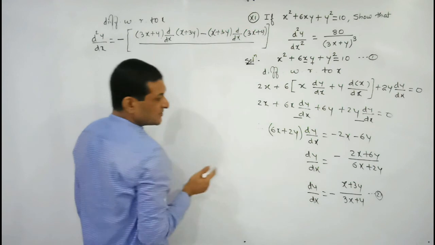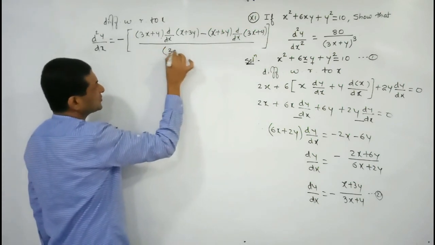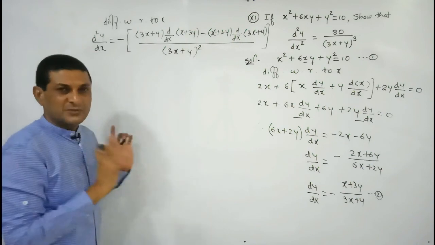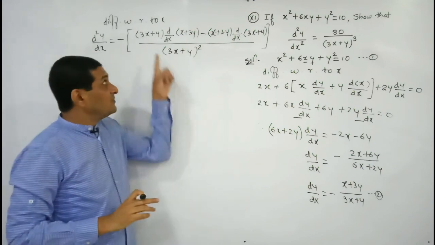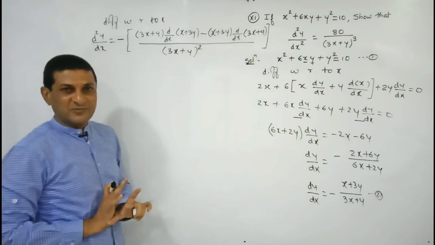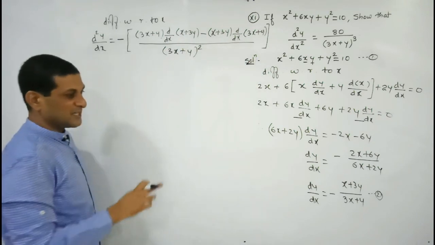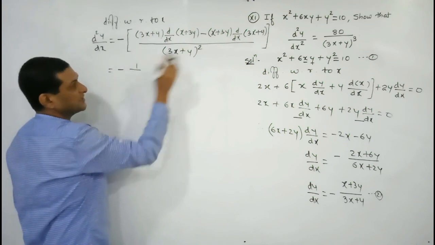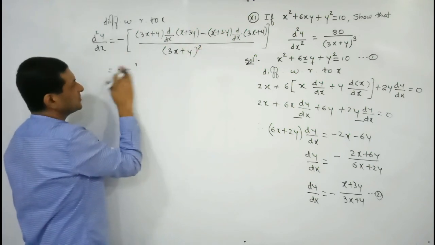And in the denominator we will get v square, which means the square of 3x plus y. Just simply we have substituted the values in the quotient rule: v as it is, derivative of u, minus u as it is, derivative of v, divided by v square. V is 3x plus y. So which is equal to, now what do we do, minus 1 upon, we take this term to one side. So means we are taking what?